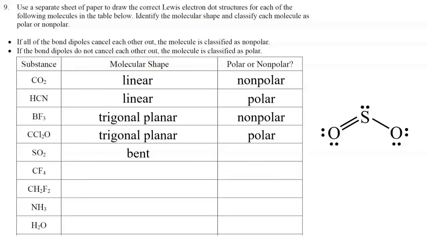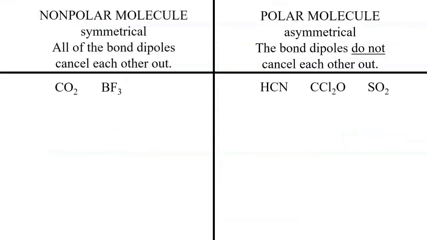And because it is bent, the two bond dipoles are not exactly opposite. So while they do have the same magnitude, they're not pointing in opposite directions. So these bond dipoles between the S and the O are not symmetrically arranged in such a way that they cancel each other out. This is a polar molecule. So what makes it polar is the bent shape and the fact that those two bond dipoles in the SO2 molecule do not cancel each other out.